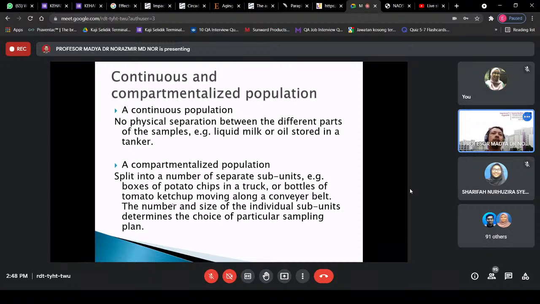So from the infinite population before this, like the conveyor belt, actually is an infinite population, from raw until the end of production. But when we are doing a compartmentalized population, we can get a smaller number. Then we can have a particular sampling plan, either systematic sampling or random sampling, because it becomes smaller. But it still represents the whole population when we are doing food analysis.